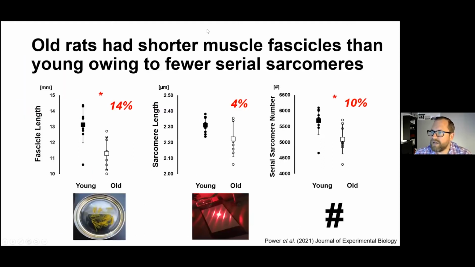And what we found, in line with our hypothesis, is that old rats had shorter muscle fascicles than young, and this was owing to fewer sarcomeres in series. So each of these 3 panels are presented similarly, the young in black, the old in white, and the variable of interest on the Y. So there's a 14% reduction in fascicle length in the old as compared with young. There was a 4% reduction in sarcomere length, which did not reach statistical significance, but will come up again in our discussion. And there was a 10% reduction in serial sarcomere number. So the age-related reduction in fascicle length appears to be driven by the reduction in serial sarcomere number, not necessarily sarcomere length.